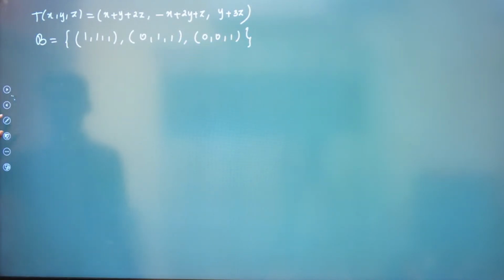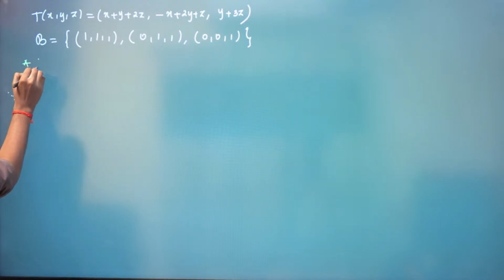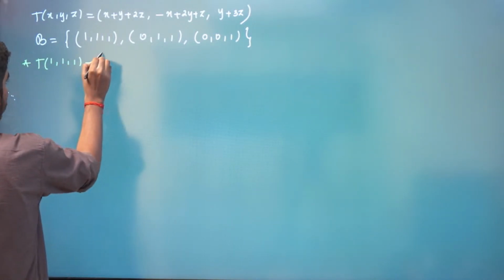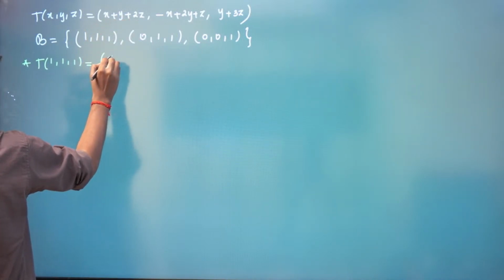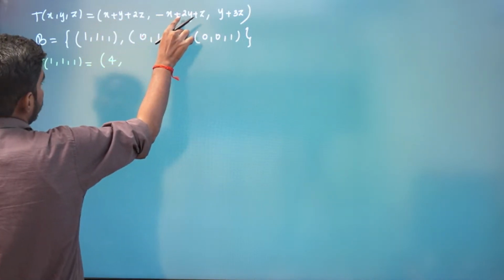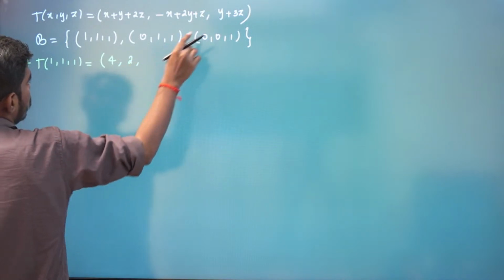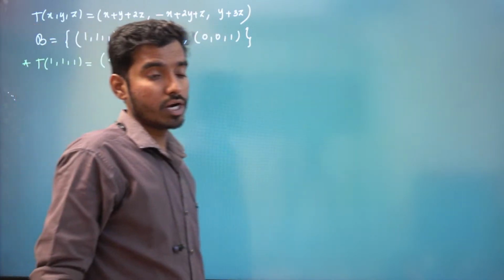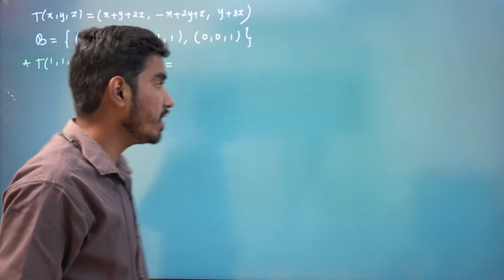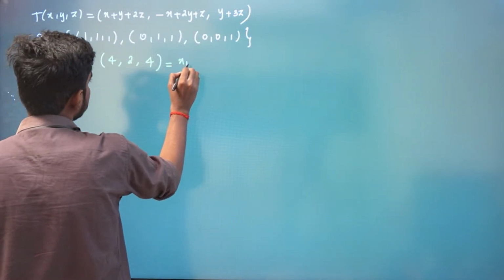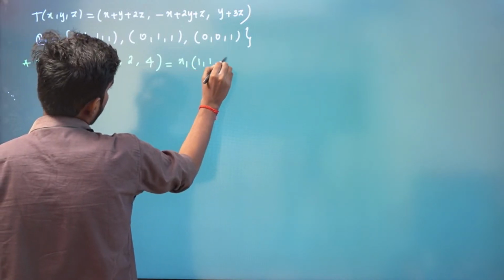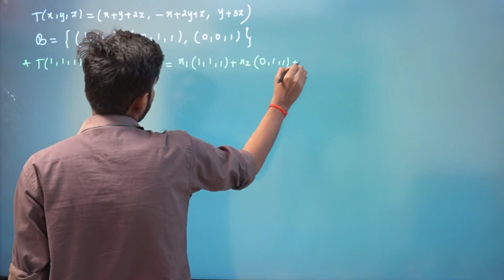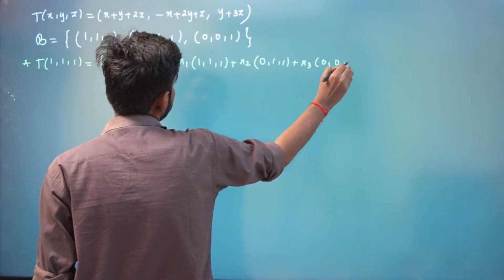Yes, very easy, right? Already we know how to do it. First we will find T of (1, 1, 1). What is T of (1, 1, 1)? So 1 plus 1 plus 2 is 4, minus 1 plus 2 plus 1 which is 2, and then 1 plus 3 is 4. Now what do you have to do? You have to express (4, 2, 4) as a linear combination of the basis vectors. So that means x1 times (1, 1, 1) plus x2 times (0, 1, 1) plus x3 times (0, 0, 1).